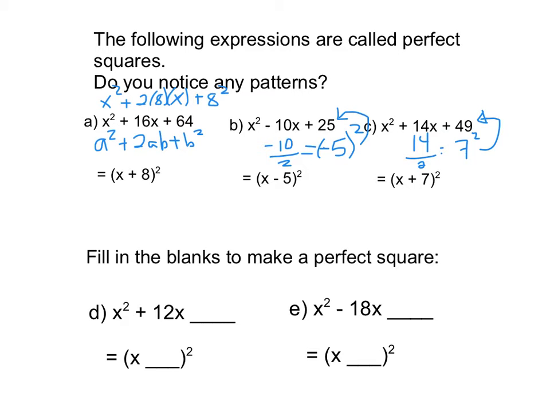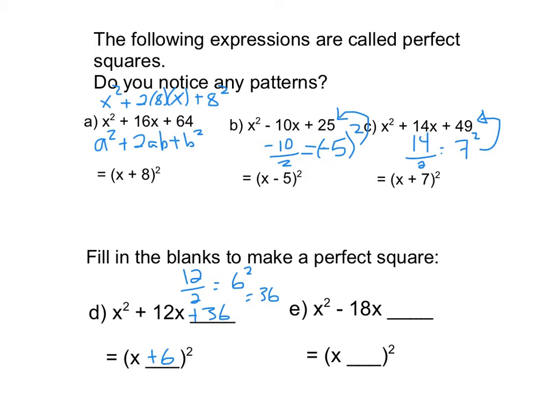Okay, to find the missing number, we're going to go 12 divided by 2 is 6, and then 6 squared is 36. So 36, make sure you put your sign in, plus 36 gets added in. The number that we squared was 6, so it's going to be (x plus 6) in the bracket.